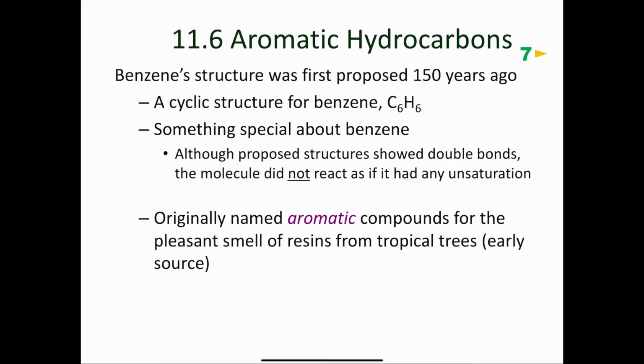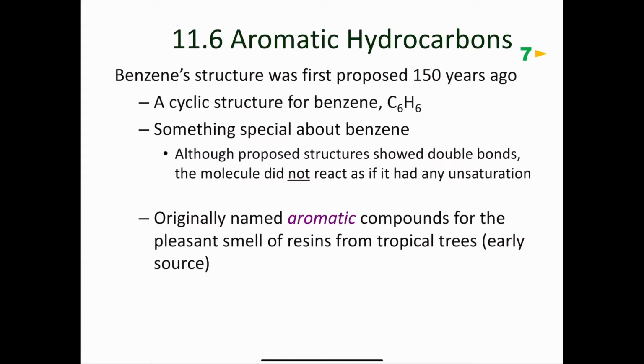In the early part of the 19th century, chemists began to discover organic compounds with chemical properties quite distinct from the alkanes, alkenes, and alkynes. They called these substances aromatic compounds because many of the first examples were isolated from the pleasant-smelling resins of tropical trees. The carbon-hydrogen ratio of these compounds suggested a very high degree of unsaturation, similar to the alkenes and alkynes.